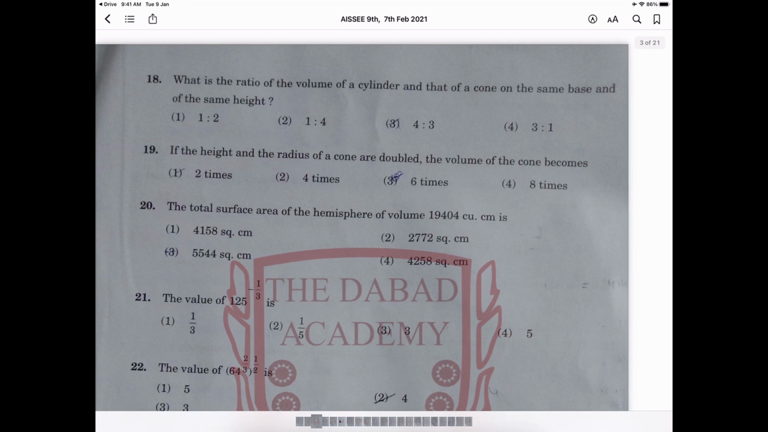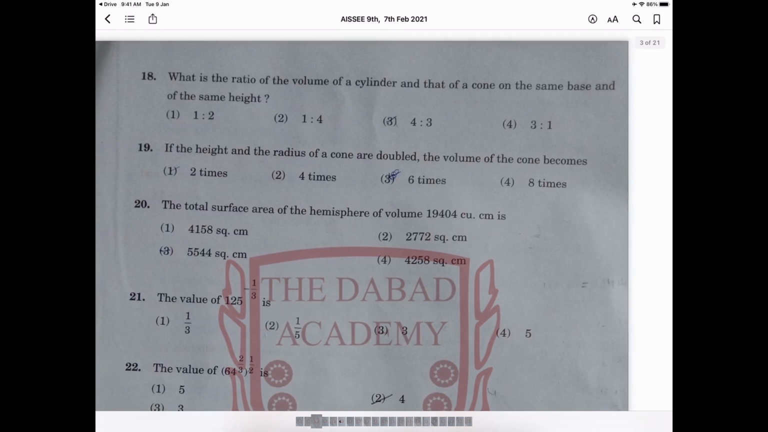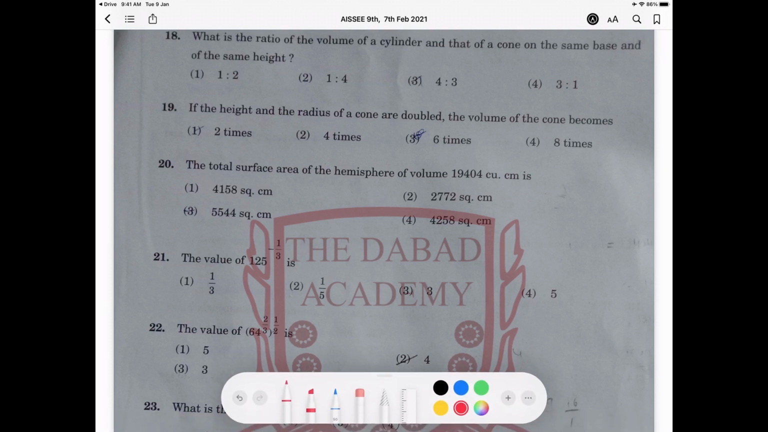In question number 18, what is the ratio of the volume of a cylinder and that of a cone on the same base and of the same height? The answer for this question is 3:1, which is option number 4. In question number 19, if the height and radius of a cone are doubled, meaning 2 times, 2x, then the volume of the cone becomes 8 times, which is option number 4.